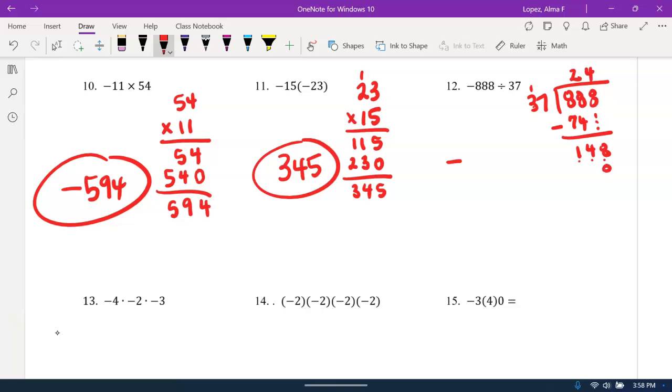4 times 7 is 28. Bring down the 8, carry the 2. 4 times 3 is 12, plus 2 more is 14, and subtract. Everything cancels and we get 0 as our remainder. And here's my answer. I know it's negative because it was a negative divided by a positive.